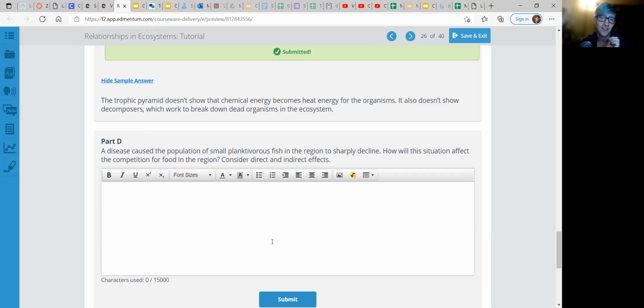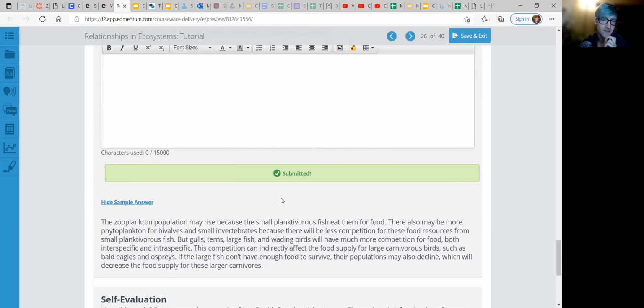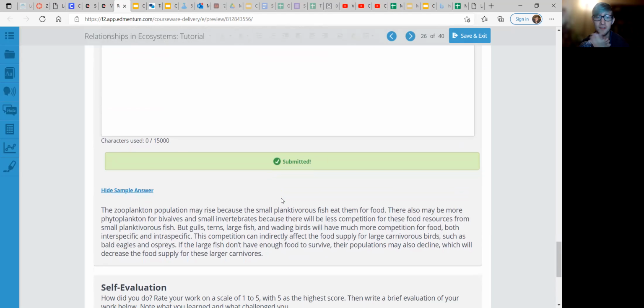And the examples here, we have the zooplankton population may rise because the small planktivorous fish eat them for food. So if you remove a population's predator, that population will grow. There also may be more phytoplankton for bivalves and small invertebrates because there will be a little less competition for these food resources from these small planktivorous fish. But gulls, terns, large fish, and the wading birds will have much more competition for food because that is one of their main sources of food.